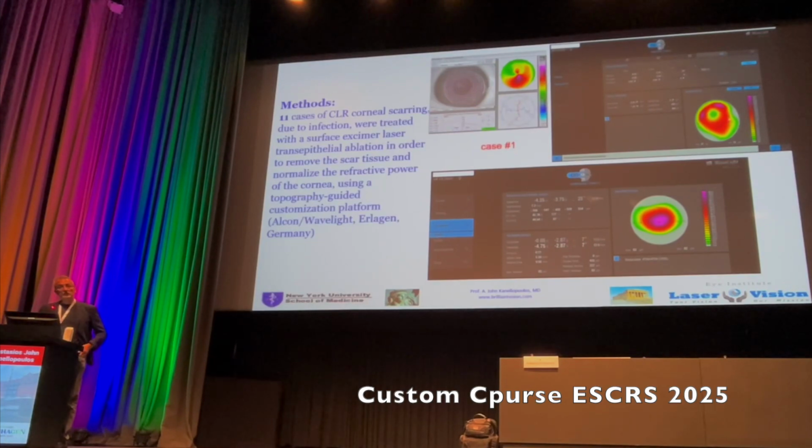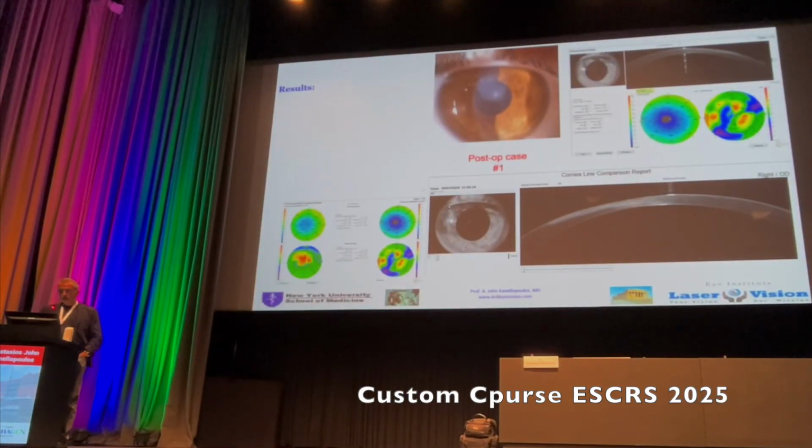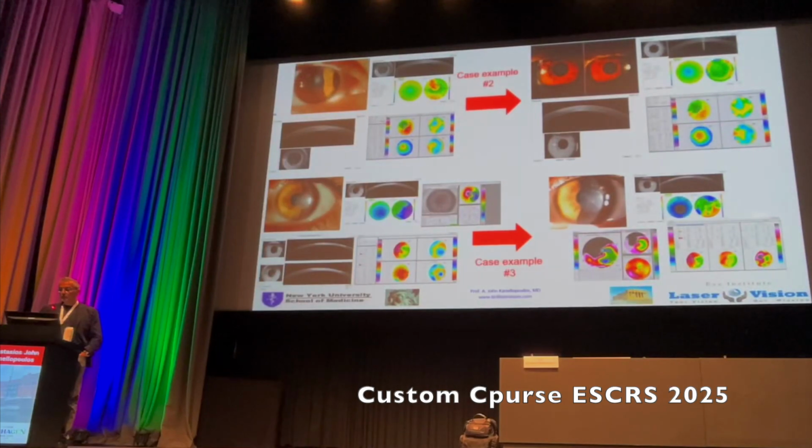So we added the topography neutralization amount, which was about minus 0.15, and the actual treatment was here, minus 4.25, minus 3.75 at 25. And this is the outcome postoperatively. You can see that there's still a scar because that was a very deep scar, but it's become less intense. And we have a significant improvement in visual acuity.